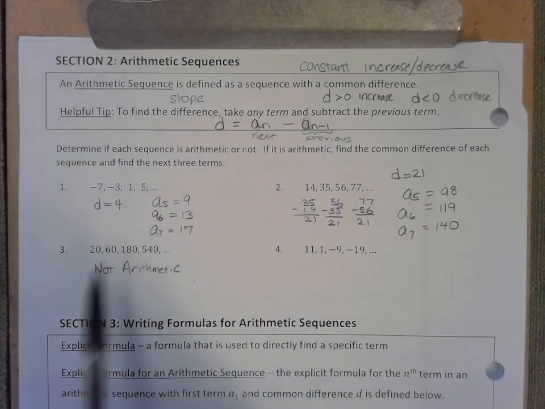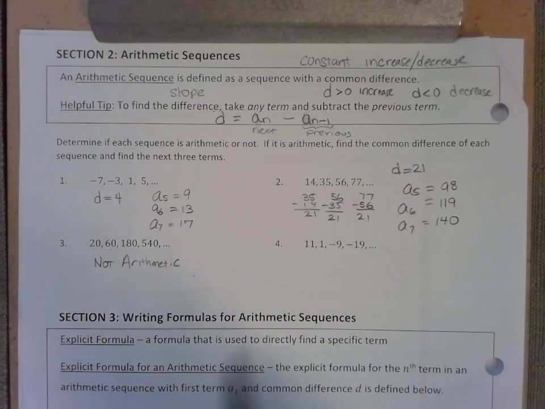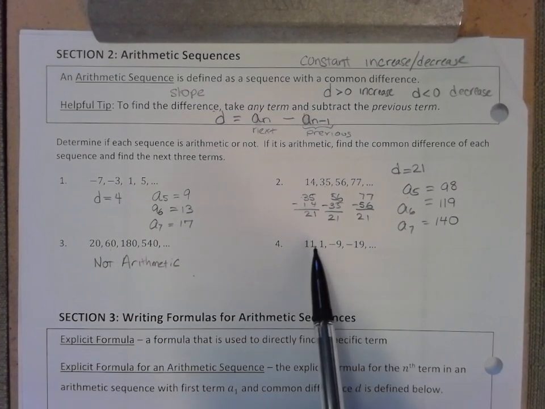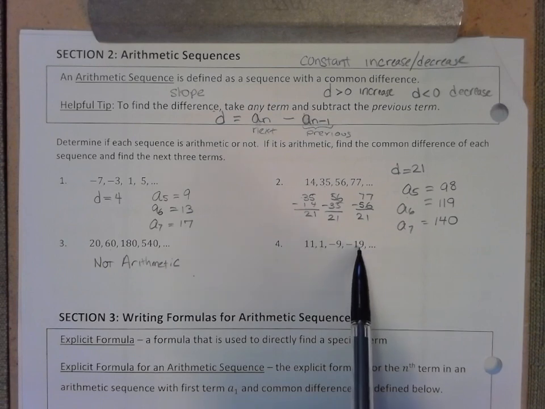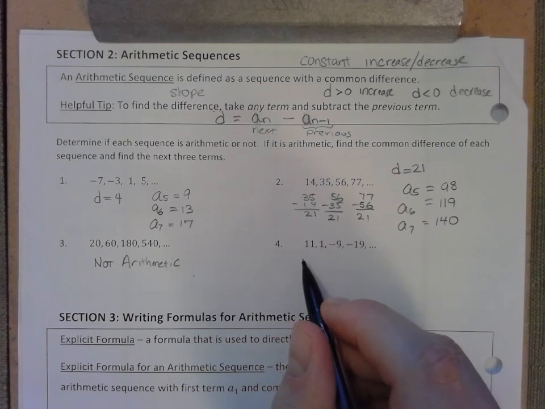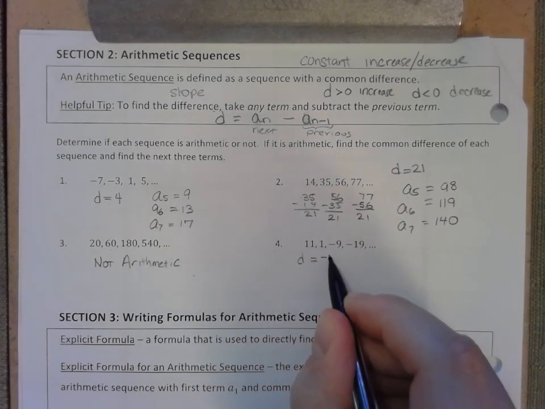Not that it was an accident. We had some doubt whether or not it was going to be arithmetic. I think this is another pattern I do recognize, but we have a different name for that and we'll study it later. Question 4. Let's take a look and see if this is arithmetic. If I take the second term and subtract the first term, I get negative 10. Subtract the third term minus the second term, I get negative 10. Subtract negative 19 minus negative 9 is negative 10. Yes, this is arithmetic. The difference is negative 10.